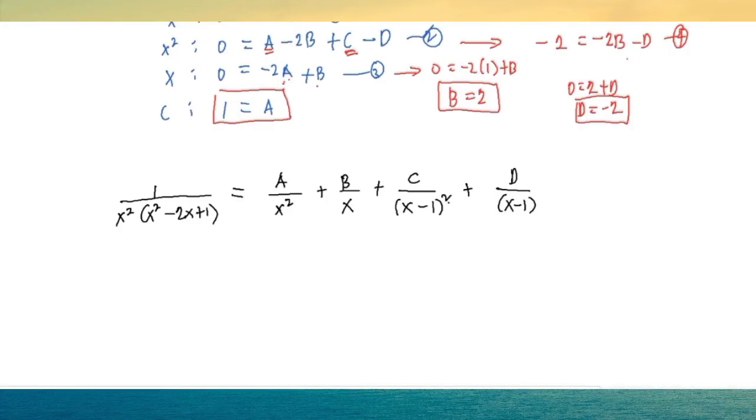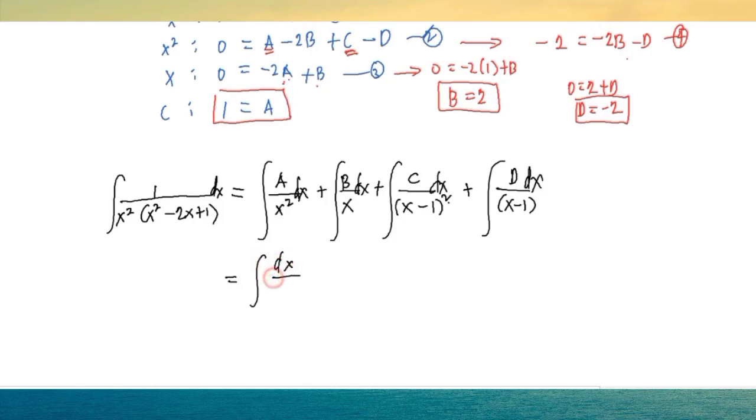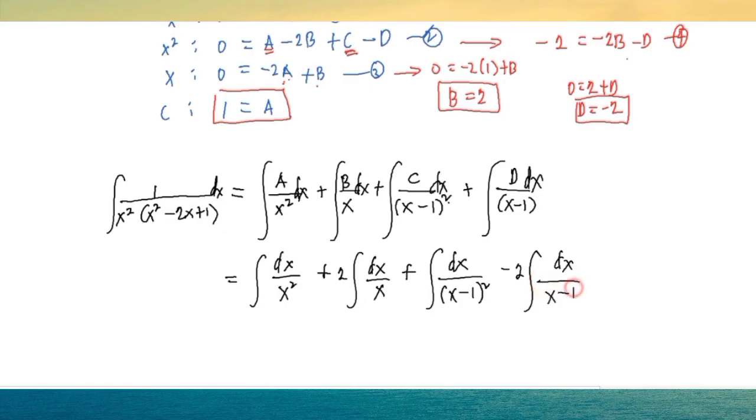Okay, so babalik natin yung integral sign natin and the dx. And integral here and dx, integral dx. Ayan. So, substitute natin. Yung a natin is 1, so this is integral of dx over x squared. Plus, your b is positive 2, integral of dx over x. Ang c natin is positive 1, so plus dx over x minus 1 squared. And your d is negative 2, integral of dx over x minus 1.